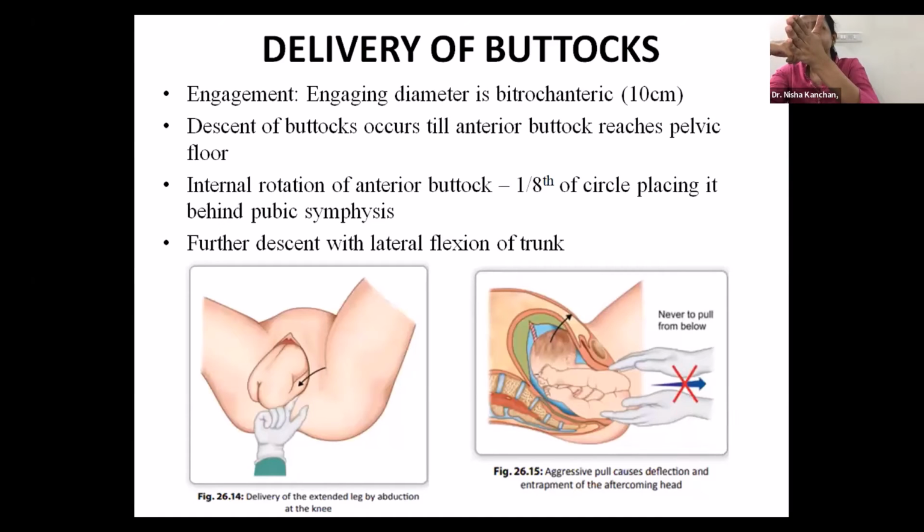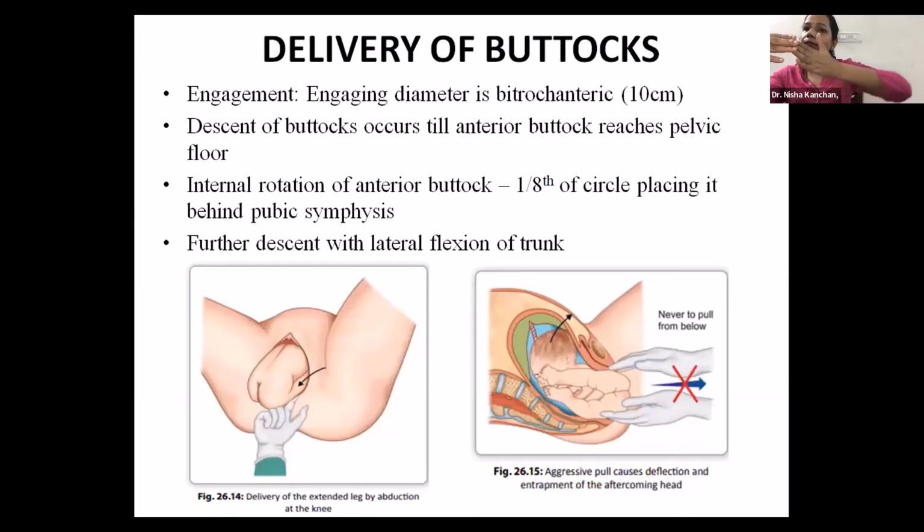How many centimeters is it? Bisacromial diameter is how many centimeters? 12. It's very big. 12 centimeters. And what is the obstetric conjugate? The diameter of the inlet through which the baby has to enter. That is the smallest AP diameter of the inlet. Obstetric conjugate. How many centimeters is that? 10. So a 12 centimeter diameter cannot enter through 10 centimeters in the AP diameter of the inlet.